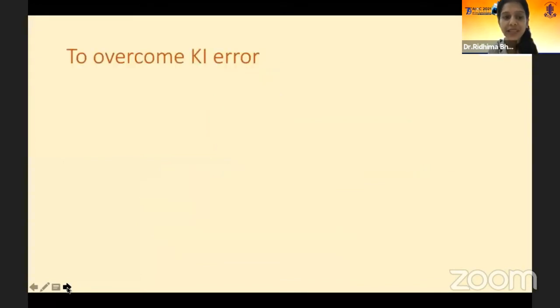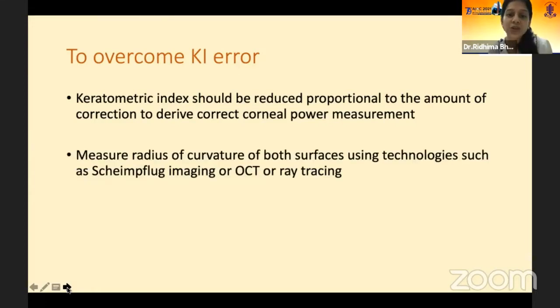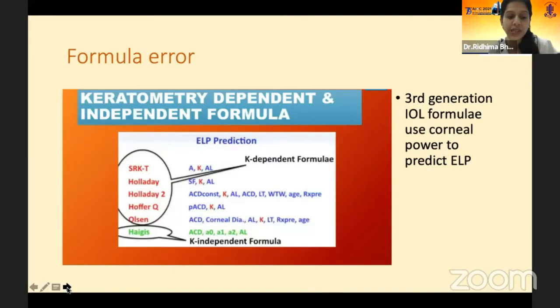So to overcome the keratometric index error, either we need to reduce the KI index proportional to the amount of correction that has been done, or we need to separately measure the radius of curvature for the anterior as well as the posterior corneal surfaces using either the Scheimpflug or the ray tracing, or swept source OCT, like the IOL Master now gives us a TK or a total keratometry value by separately measuring the anterior and posterior surfaces. So this is important for post-LASIK cases.